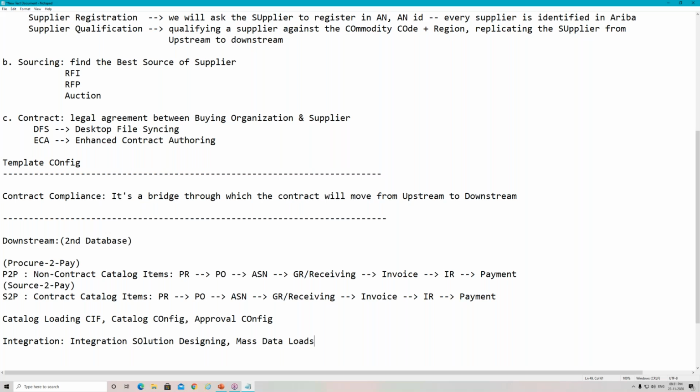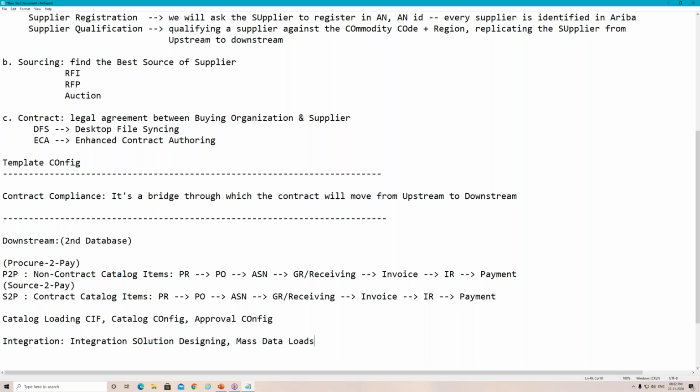The issue over here is, I think all of you are forgetting that the master data present in Ariba must be matching that of ERP. For example, purchasing unit. I'm not talking about purchasing organization or purchasing group. Purchasing organization and purchasing group are present in both ERP as well as in Ariba. But the purchasing unit concept does not exist in ERP, but it exists in Ariba.